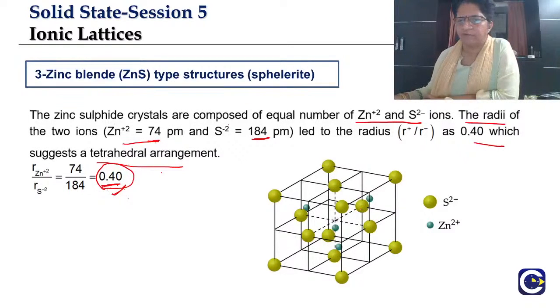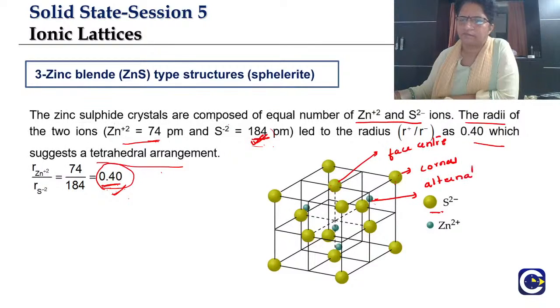So the yellow ones, the sulfide ions, you can see the size of the sulfide ions is bigger. It can also be known from its ionic radius, which is given as 184, and these are the zinc ions, which are very small. You can see the position of the sulfide ions. They are forming the closed packed structures, while the zinc ions are occupying the voids. Where are they found? At corners and the face center. These are present in alternate tetrahedral voids.